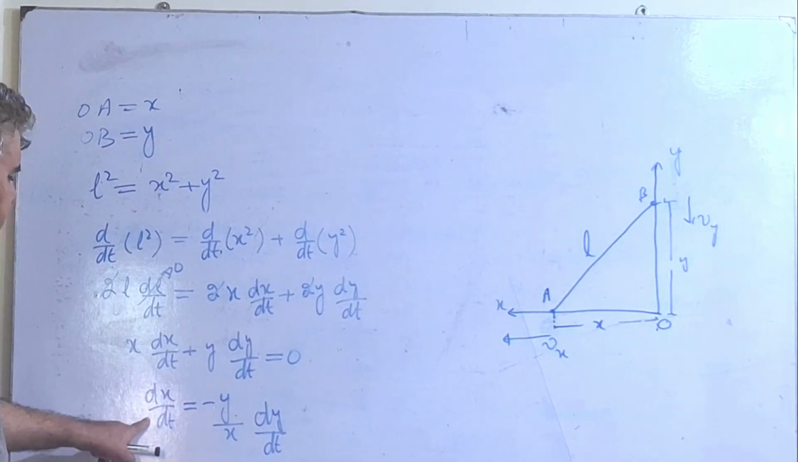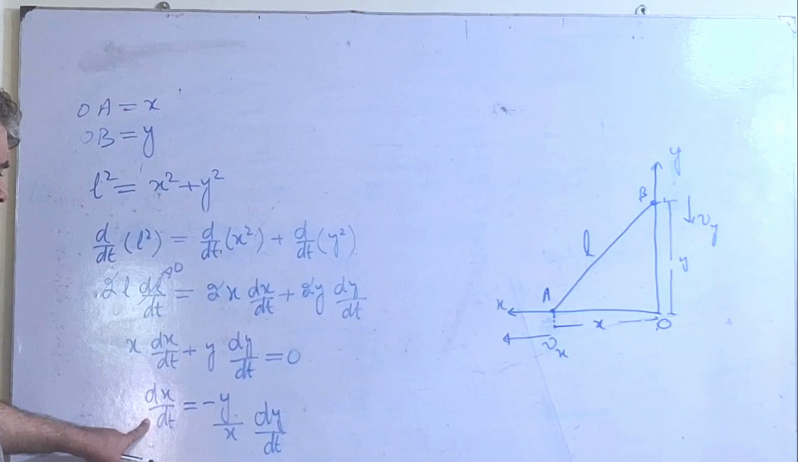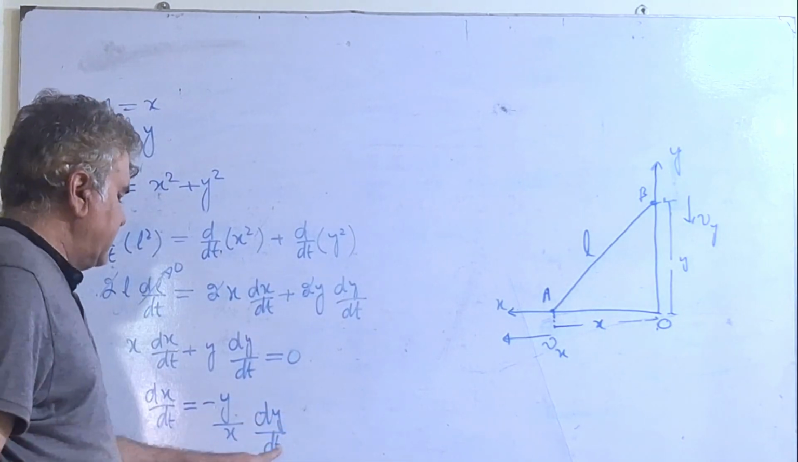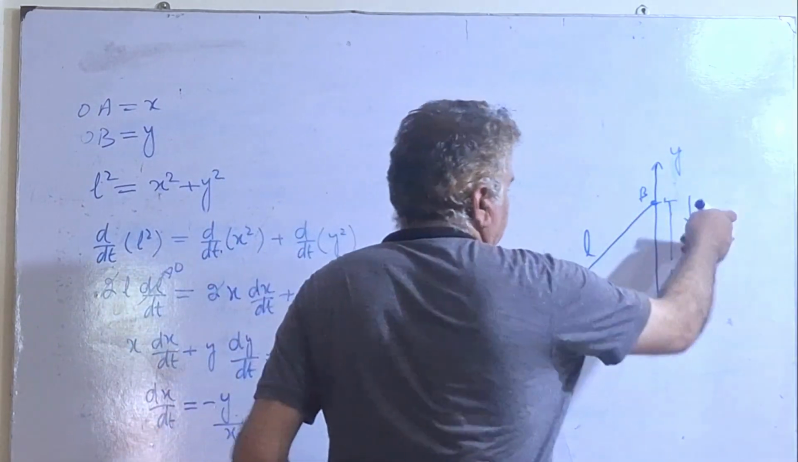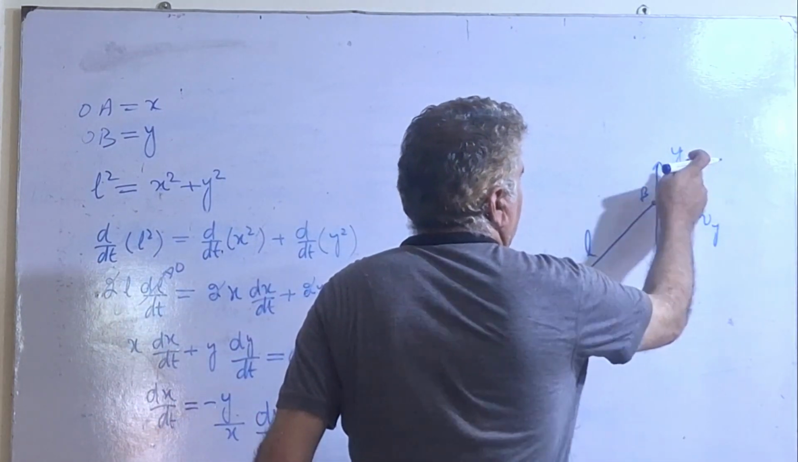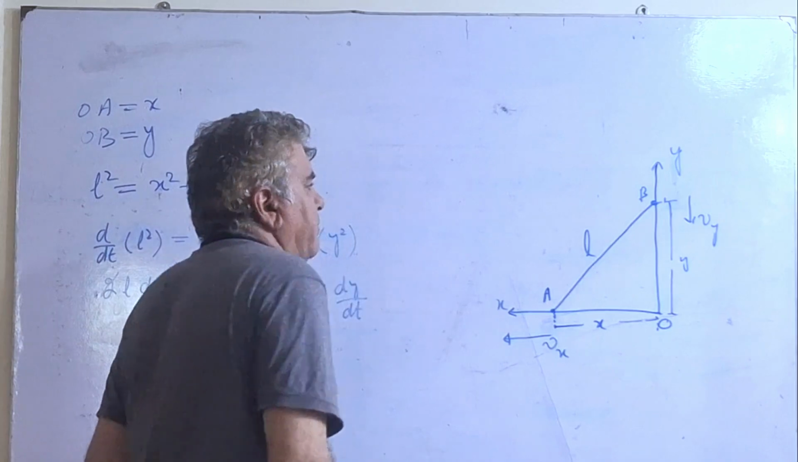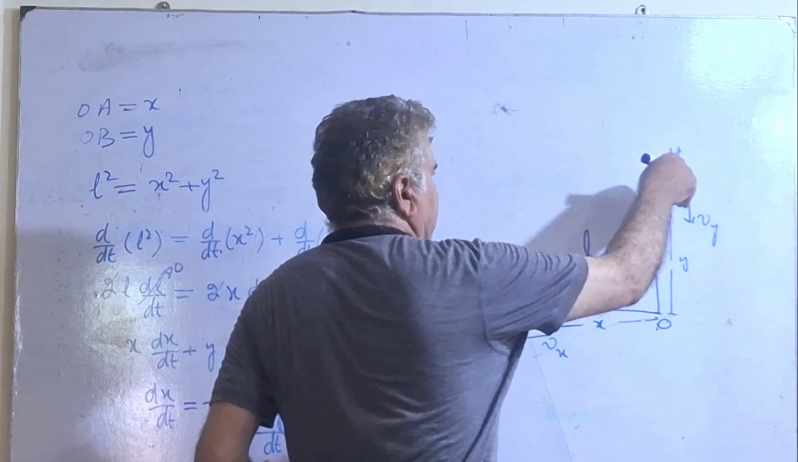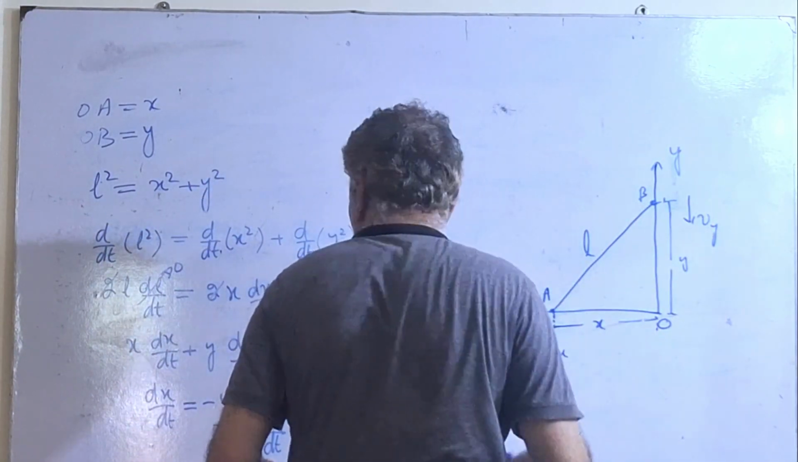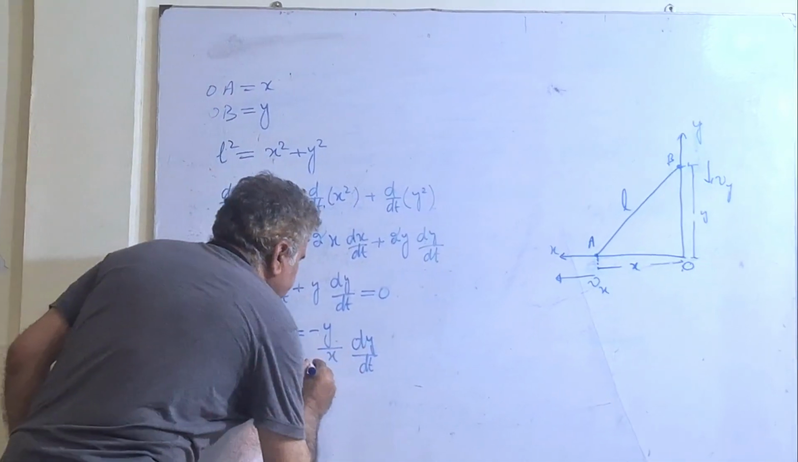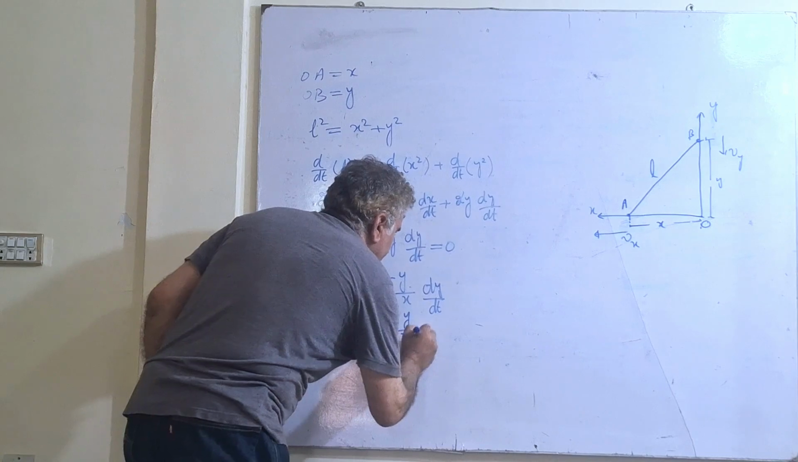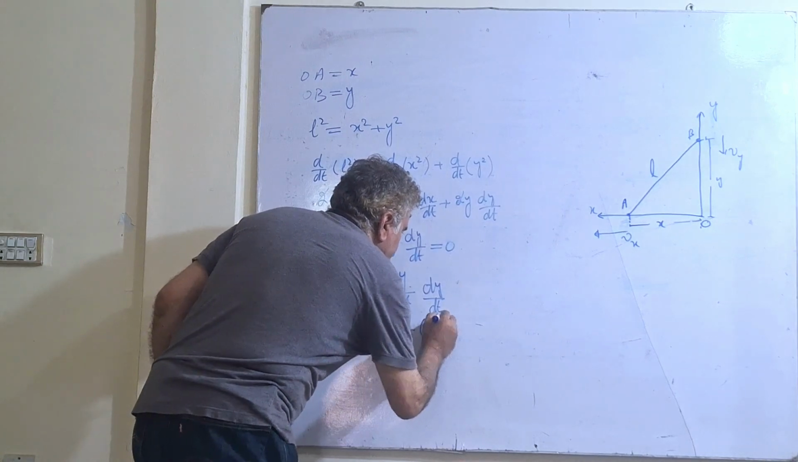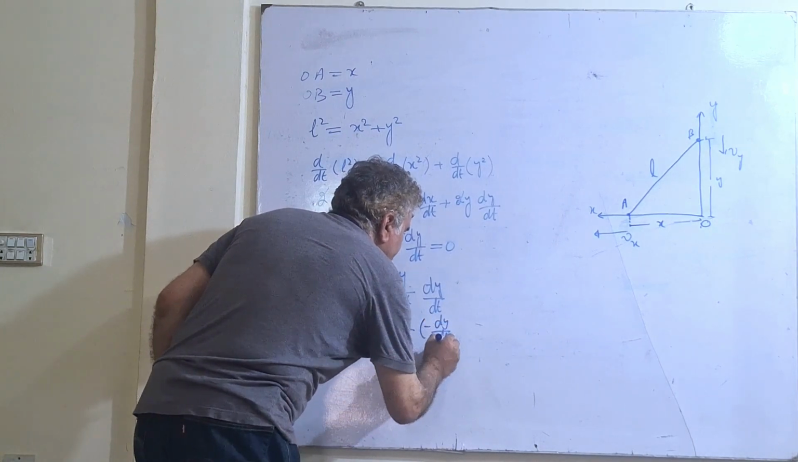Now, dx over dt is in fact the velocity along the x-axis, and dy by dt is the velocity along the y-axis. But keep in mind, this is opposite to the direction of y. Because we are taking the upward direction as positive, it is in the downward direction. Therefore, I can write this as y divided by x into minus dy divided by dt.